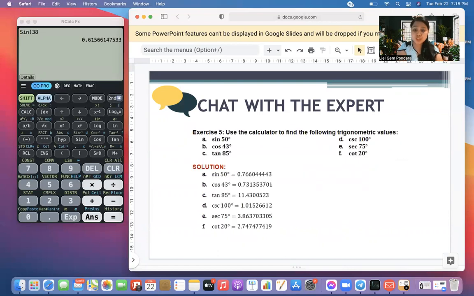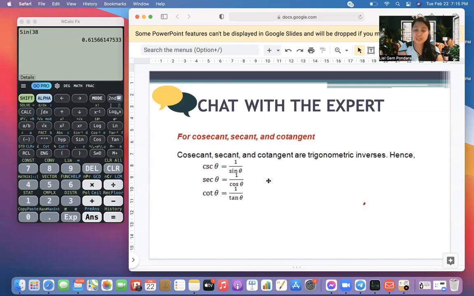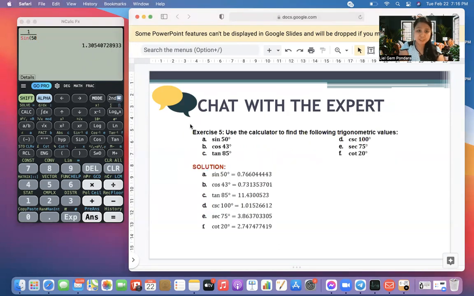Now, how are we going to do that with your calculator? For example, we solve for cosecant 50. Let's see the calculator here. Let me first clear that. That's 1 over, this is the fraction key, 1 over, and instead of cosecant, you press sine 50. The answer is 1.3054072893.